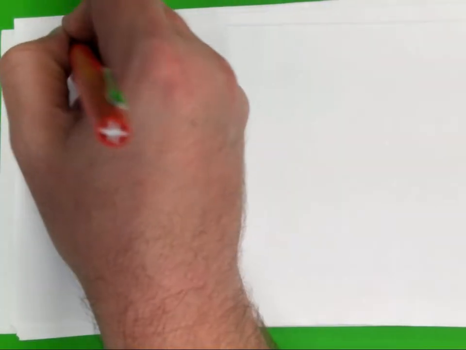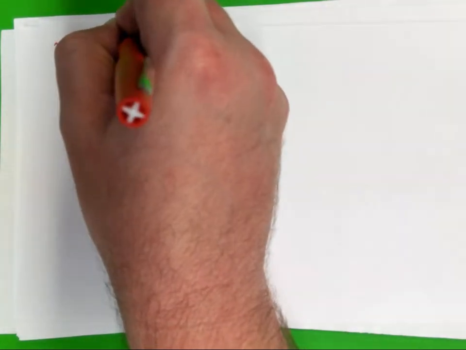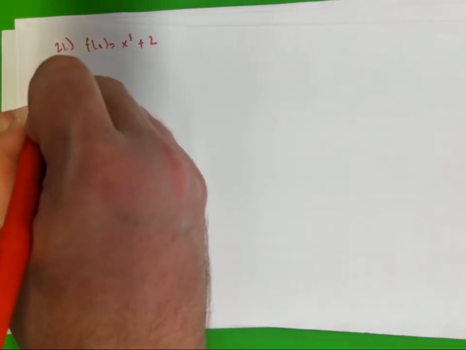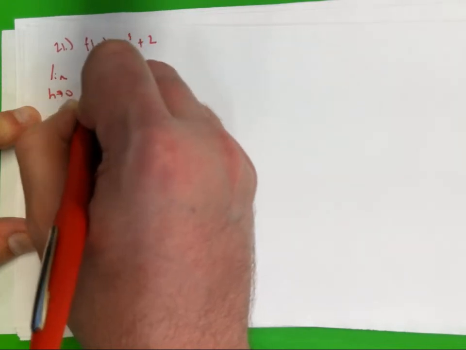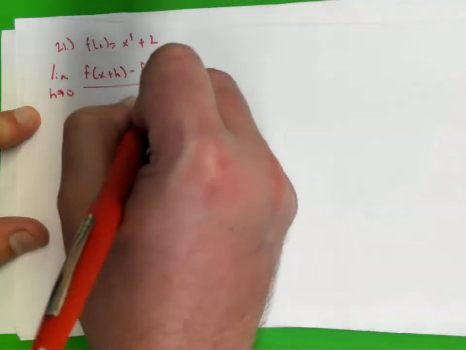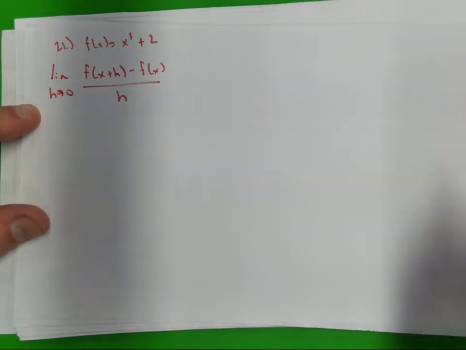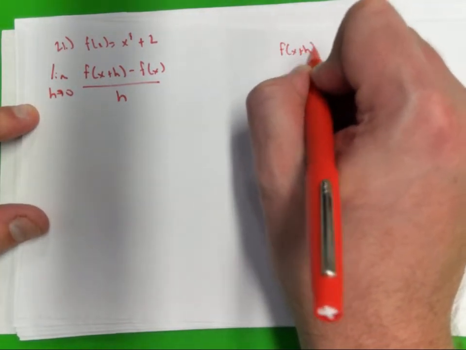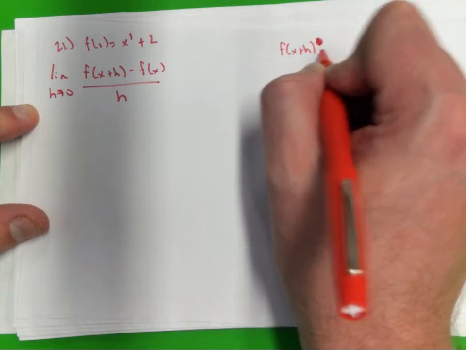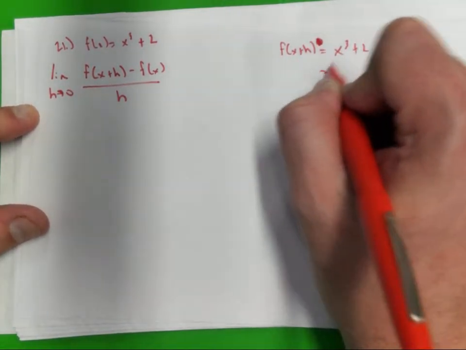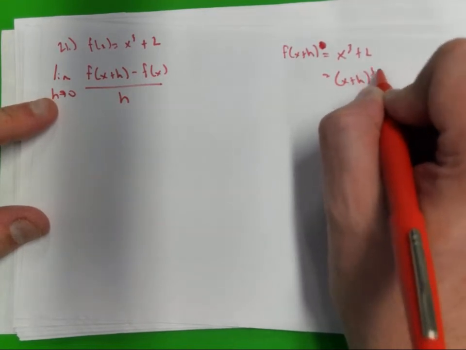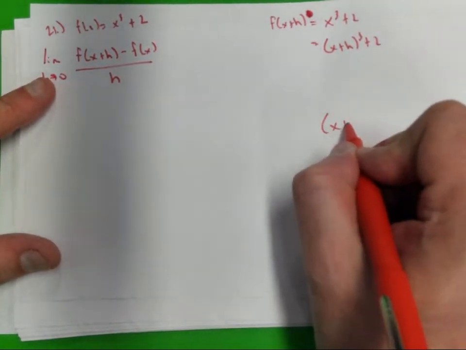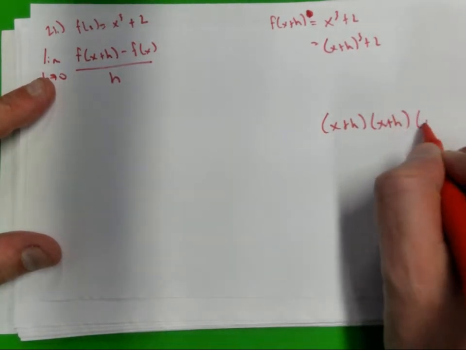Number 21. f of x equals x cubed plus 2. Alright, this is going to take a little bit because you've got to cube something. The limit as h approaches 0 of f of x plus h minus f of x all over h. So f of x plus h, that's x plus h cubed plus 2. I'm going to plug that in for x. Yes, you got to cube that out, guys. And when I say that, it's going to be x plus h times x plus h times x plus h.